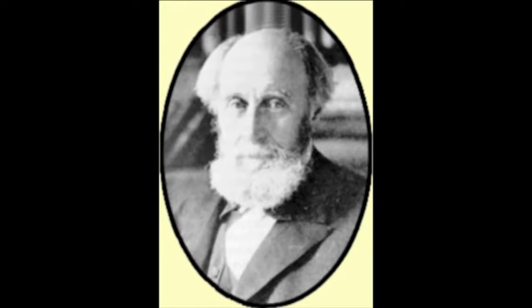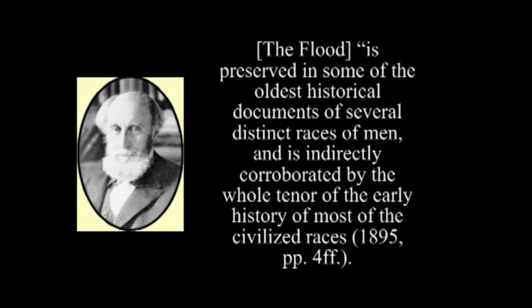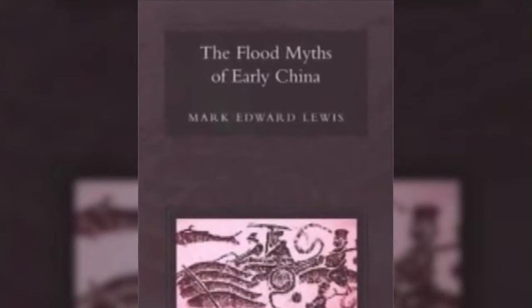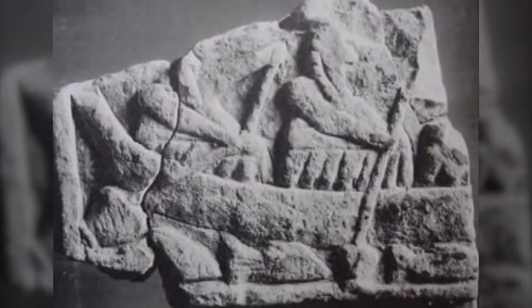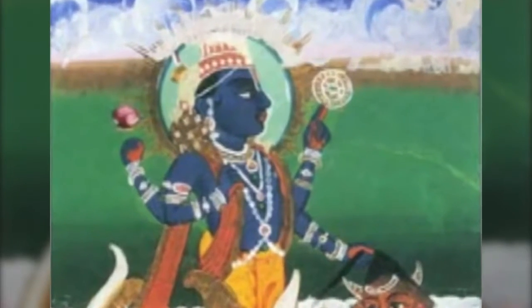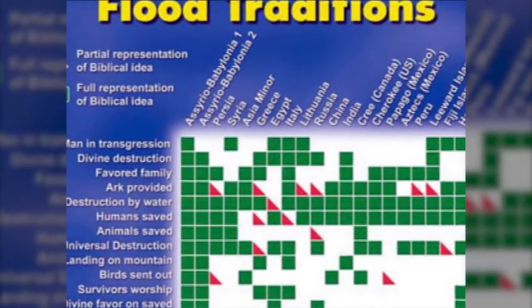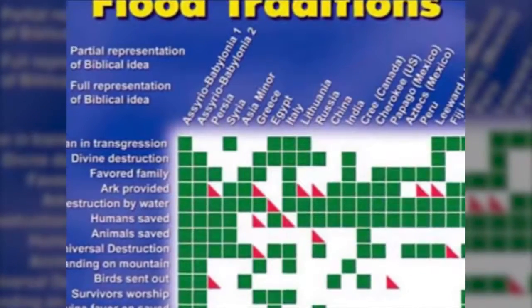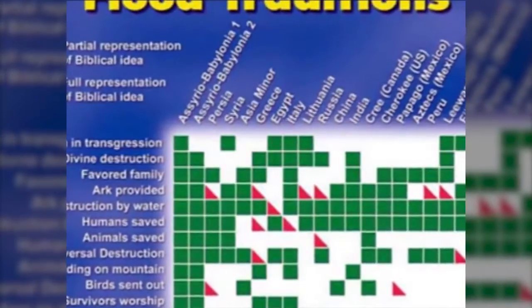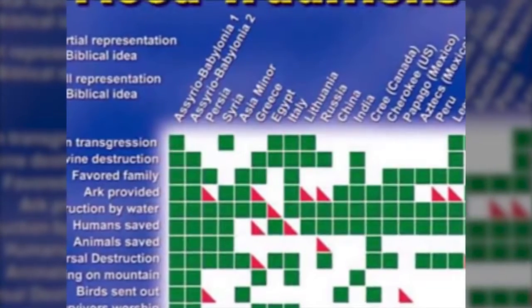groups. Over a century ago, the famous Canadian geologist Sir William Dawson wrote about how the record of the flood, quote, is preserved in some of the oldest historical documents of several distinct races of men, and is indirectly corroborated by the whole tenor of the early history of most of the civilized races. Legends have been reported from nations such as China, Babylon, Mexico, Egypt, Sudan, Syria, Persia, India, Norway, Wales, Ireland, Indonesia, Romania, etc., composing a list that could go on for many pages. Although the vast number of such legends is surprising, the similarity between much of their content is equally amazing.